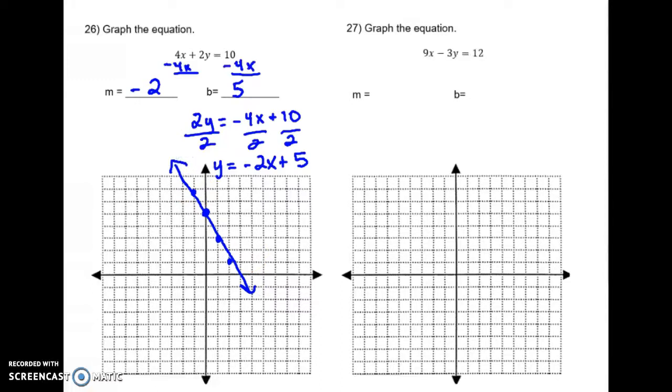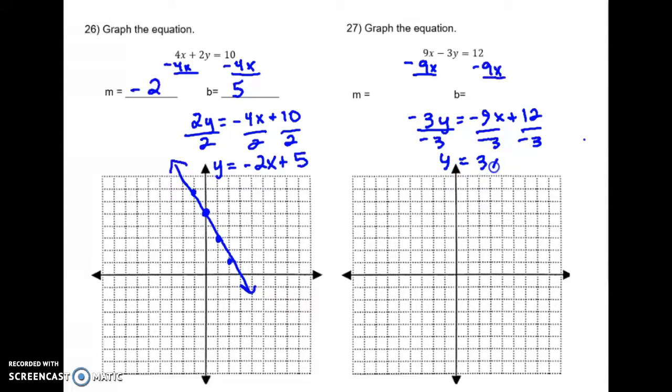All right, looking at 27, let's put it into slope-intercept form by subtracting 9x from both sides. Okay, when I do that, I've got negative 3y is equal to negative 9x plus 12. I'm going to divide everything by negative 3. Okay, I get y is equal to 3x minus 4. So my slope is 3, my y-intercept is negative 4.